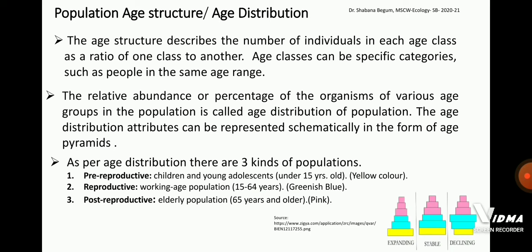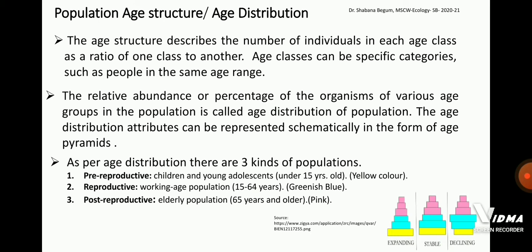Finally, in today's session, I am going to discuss the population age distribution, that is the age structure. The age structure describes the number of individuals in an age class as a ratio of one class to another. Age classes can be specific categories such as people in the same age range. Then what is age distribution? The relative abundance or percentage of organisms of various age groups in the population is called the age distribution of population.